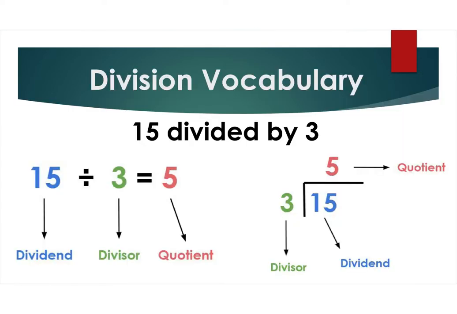Vocabulary: 15 divided by 3. 15 is the dividend, 3 is the divisor, and 5 is the quotient, or the answer to a division problem. If we're going to set that up to use long division, 15 goes in your division bracket, 3 goes out in front as your divisor, and 5 is your answer.